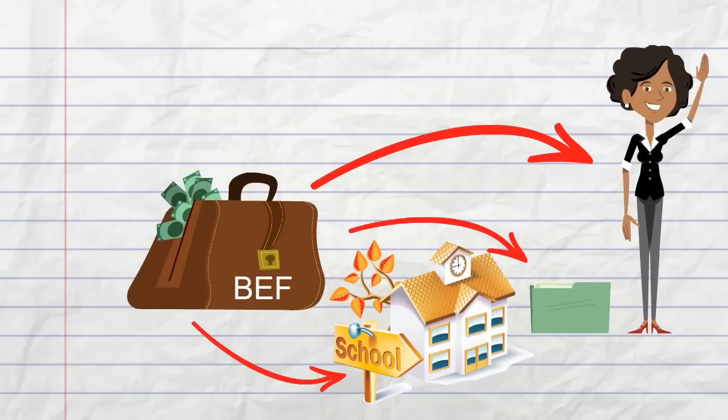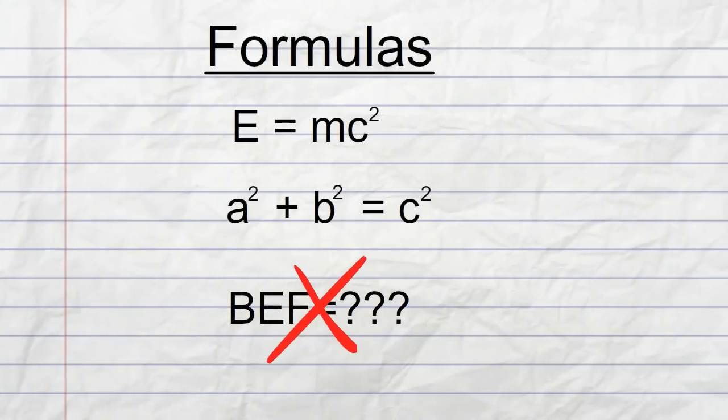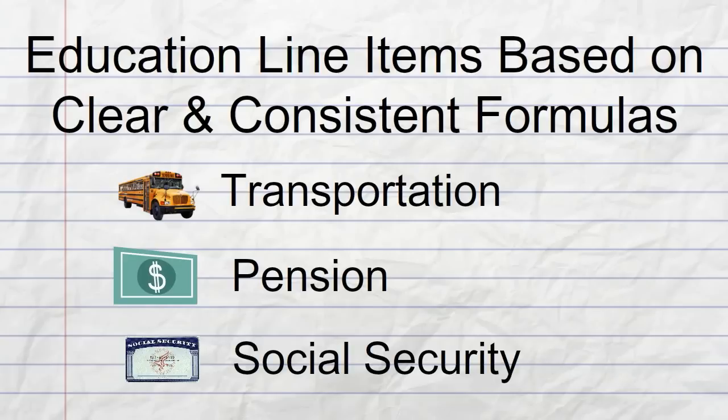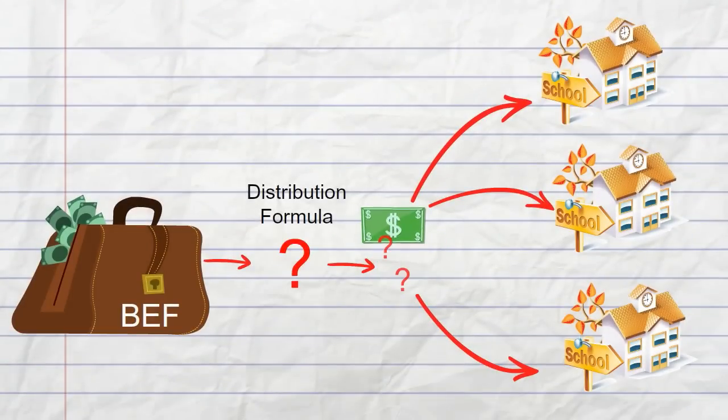So how does the state determine how much BEF a school district gets? There must be a formula, right? Wrong. Unlike many of the other education line items, such as transportation, pension, and Social Security, which are driven to districts based on clear and consistent formulas, there is currently no formula to distribute BEF to districts. This wasn't always the case.